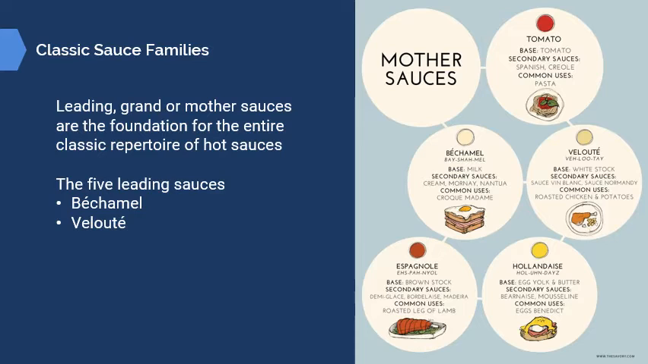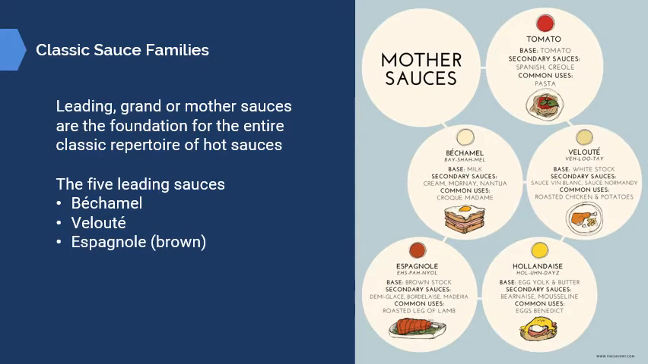Velouté. Velouté is based off of white stock: white chicken stock, white fish stock, white veal stock. Some of the sauces that can be made from it are a sauce Vin Blanc and a sauce Normandy, and it's commonly used with chicken, fish, and potatoes.